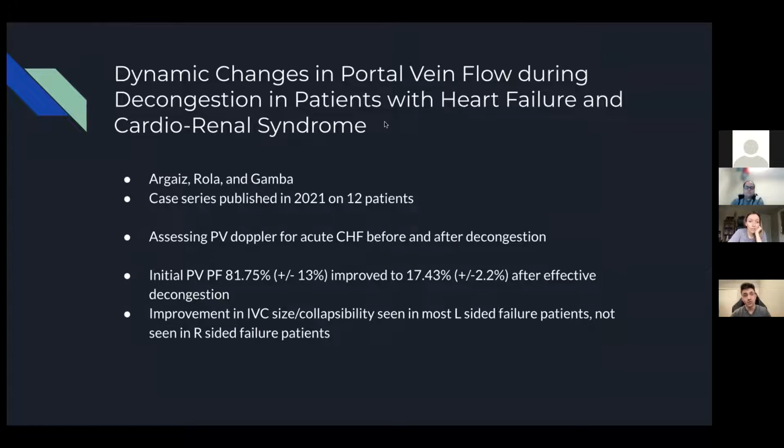Taking this a step even further, these 3 authors in 2021 looked at, well, can we just look at the portal vein, for example? Now, mind you, they had a very small patient population of 12 people here, but they took acute CHF patients and just looked at the portal vein Doppler. And they found that the pulsatility fraction, and here the higher that is, the worse congestion you have, improved significantly after effective decongestion. Another interesting finding is that the IVC size and collapsibility changed with left-sided heart failure patients, but did not change in right-sided patients.